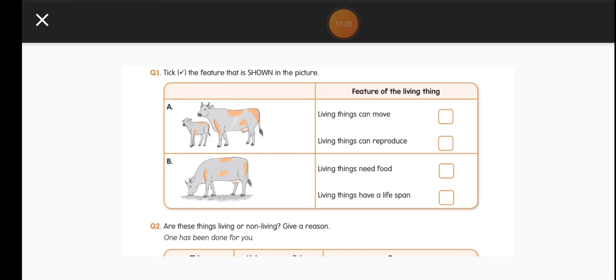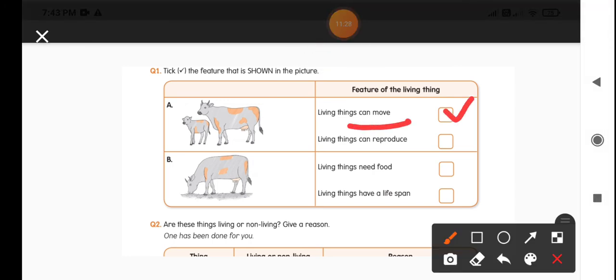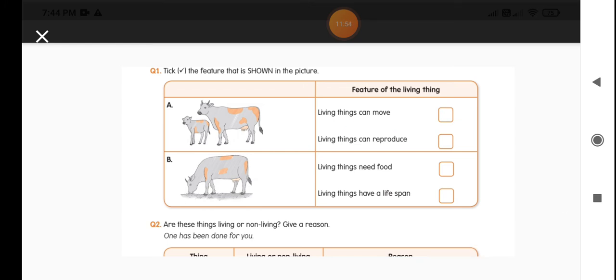Because it can move. So it is moving. So give a tick mark for this. It is moving. So it's a living thing. Like this you do, children. I have given just an example for you. And next, living things can reproduce. Is it right or wrong? Yes, it is. So you can give a tick mark. Living things need food. Yes, you give a tick mark. Living things have lifespan. Yes, they have lifespan.